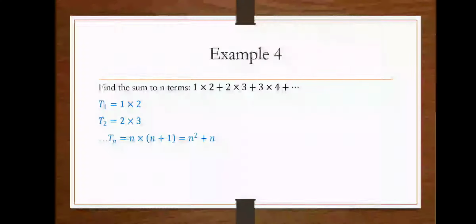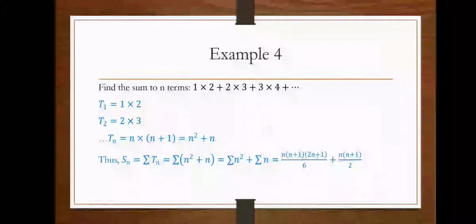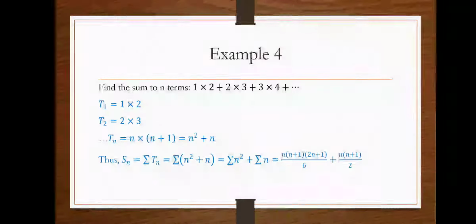So pretty much what we are trying to find out is the sum. Now, what is the sum? Sum is basically the sum of all the terms. So Sn, if I denote it by Sn, is equal to summation of Tn. Now, what is Tn? Tn is n square plus n. So that can be written as summation of n square plus n. Now, remember, inside a sum, if you have a plus or a minus sign, then that plus or minus sign gets distributed over the sum. So it can be written as sum n square plus sum n.